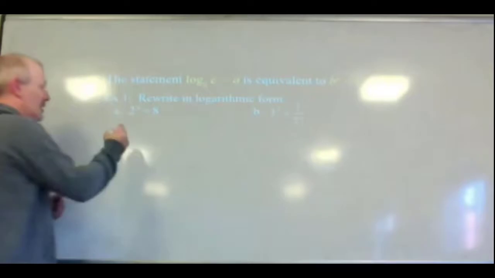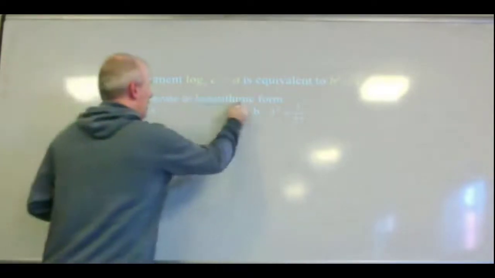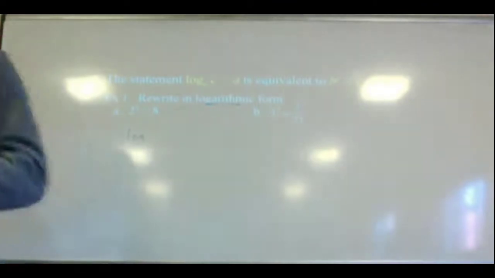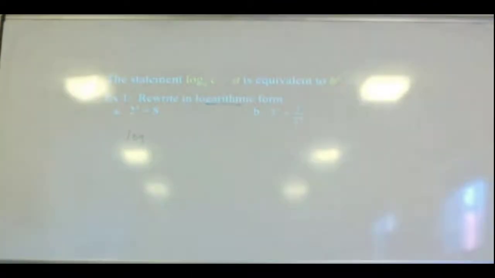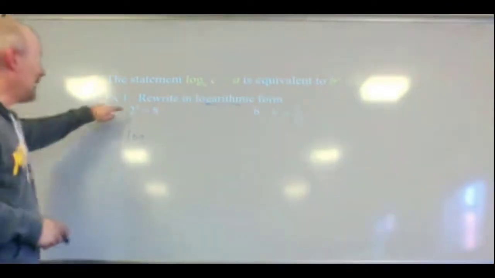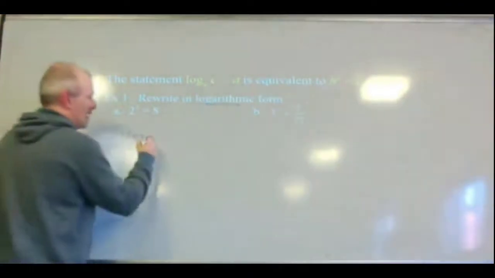Okay? So we know it's going to go into logarithmic form, so we're going to write log. And as I mentioned, we always want to identify the base first. What is the base in part A? It's the 2. The base always has the exponent attached to it, right? If it's in exponential form. So the base is the 2. So that means that's going to go down here.